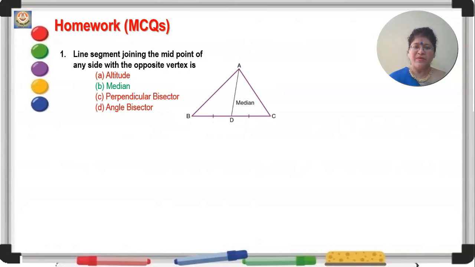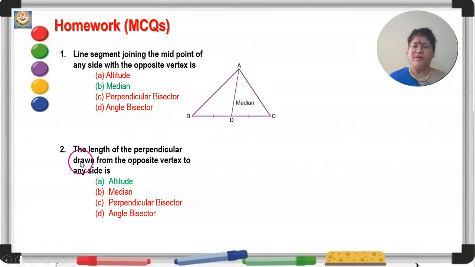Now in this triangle ABC, D is the midpoint of seg BC, and if I draw a line segment from the opposite vertex, that is A, then AD becomes the median of this triangle. Similarly, from this opposite vertex B, if I draw a line segment to the midpoint of AC, then that line segment becomes a median. Even from this vertex C, if I draw a line segment to the midpoint of AB, then that line segment becomes a median. So every triangle will have 3 medians.